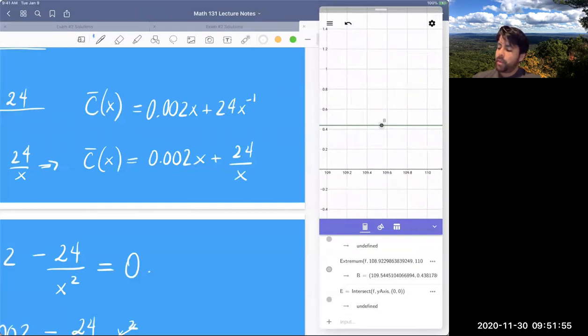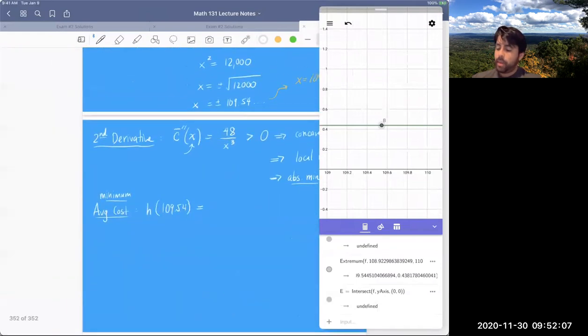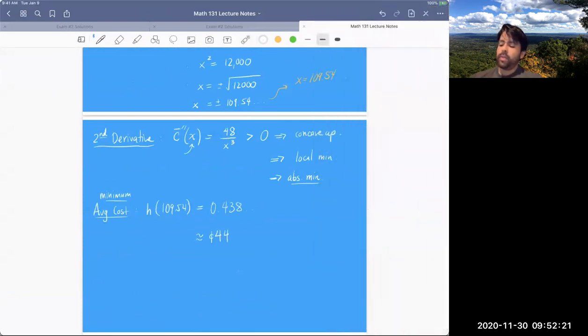And the minimum here, if you see it, says the x value is 109.545, and the y value is 0.438, dot, dot, dot, which is approximately what? 44 cents. So if I were to sell between 109 and 110 units, the average cost would be minimized to 44 cents per unit.